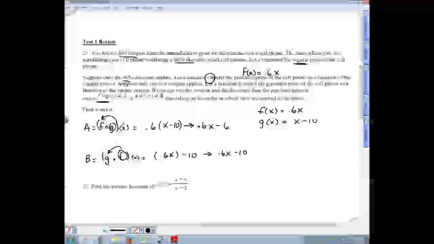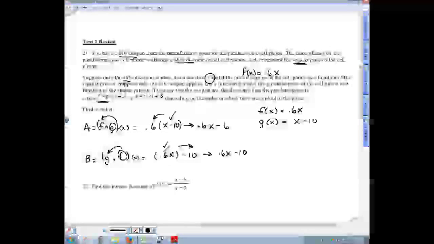now f of g means that you apply the $10 discount, or the $10 off first, and then you have 60% off. Whereas here you do the 40% off. Whereas this one you do the 40% off first, and then you apply the $10 off coupon. Which one's the better deal?